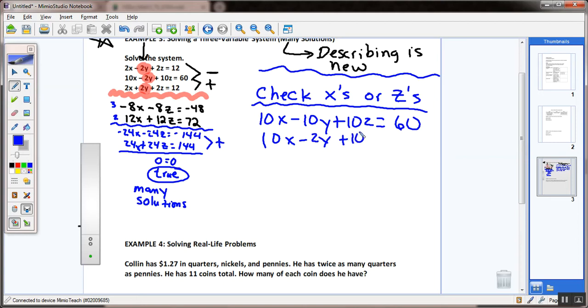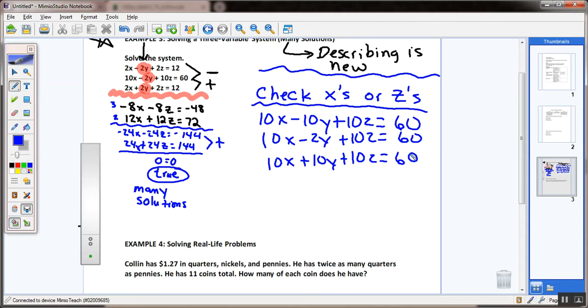Why didn't I change this one up, guys? Exactly. And then everything down here is multiplied by 5. So this will be 10x, 10y, 10z equals 60 again. What do you notice they all equal, kids, when I did that? There's something really interesting going on.